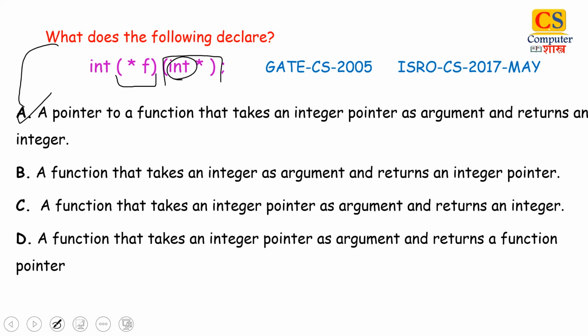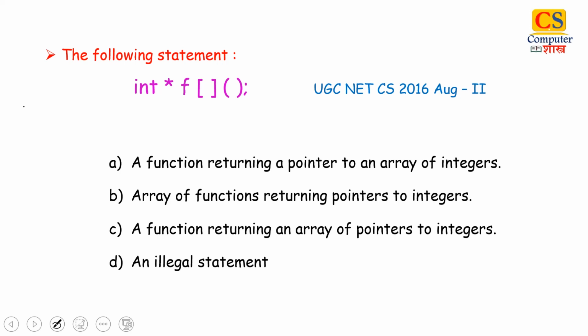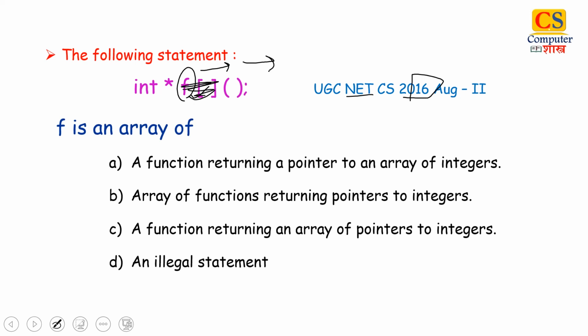and I hope you get the right answer. Next question is, again, a very interesting question. Now this was asked in NET 2016 exam. Again we will start with our variable, move towards right. On right we have this array bracket. So we will write f is an array of, okay, now this is done. On further moving towards right, we will encounter this function bracket. So we will write function returning.